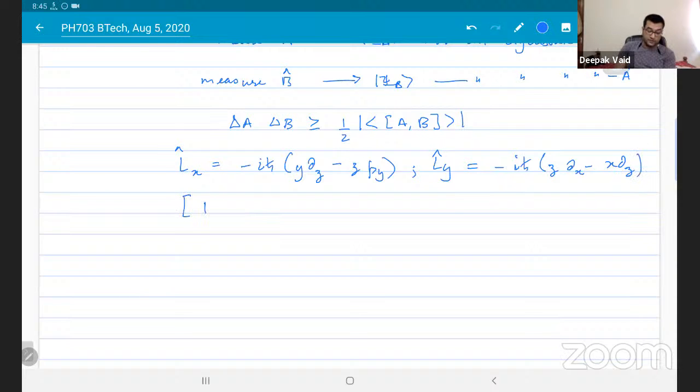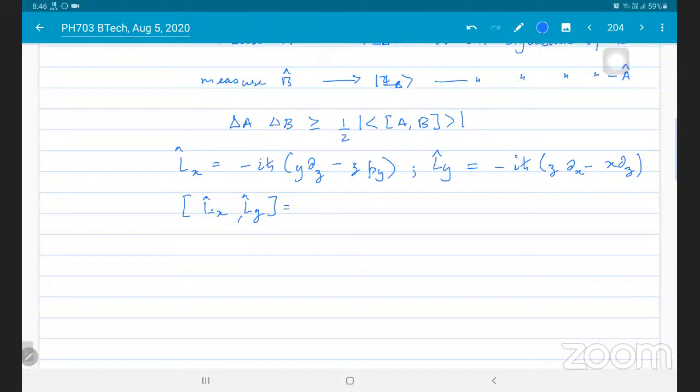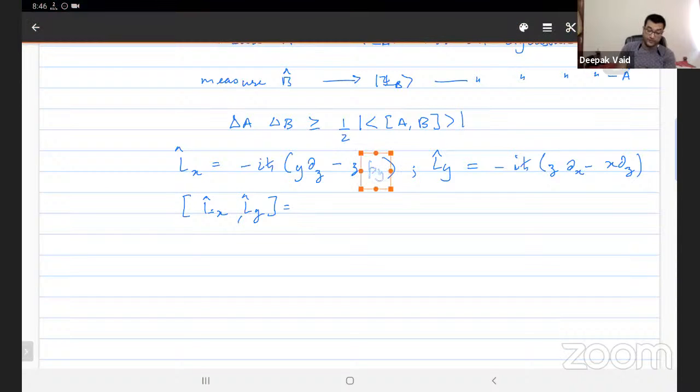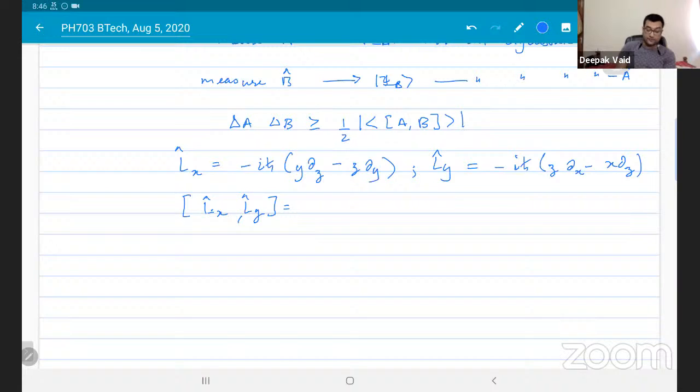Okay, then I can ask what is the commutator of these two operators. Sir, z ∂/∂y, you have written p_y. Thank you. Okay, so what is the commutator? The commutator is, I'll get minus ħ squared, and then we have the commutator of all these various terms.